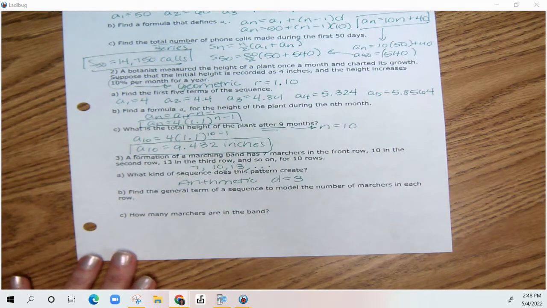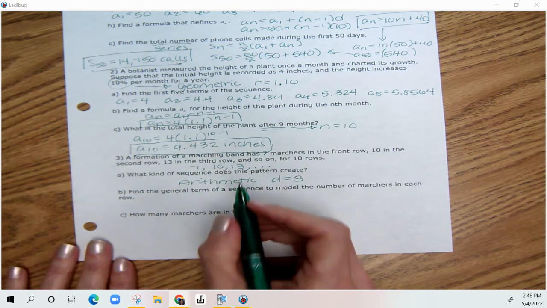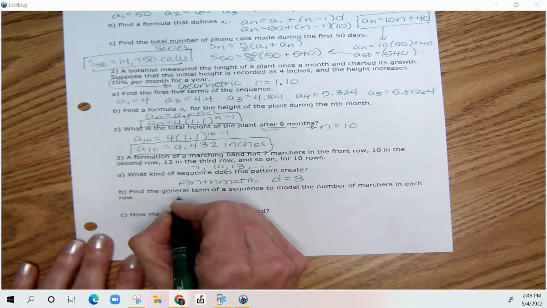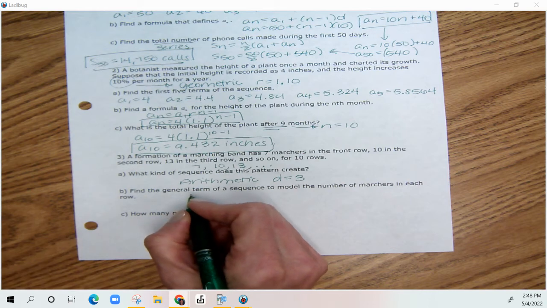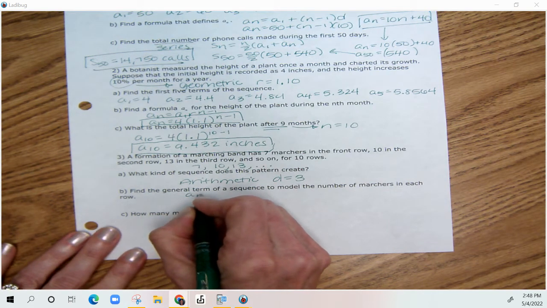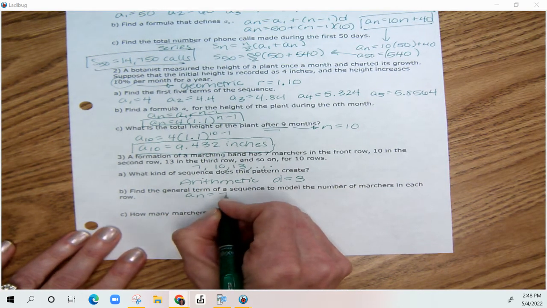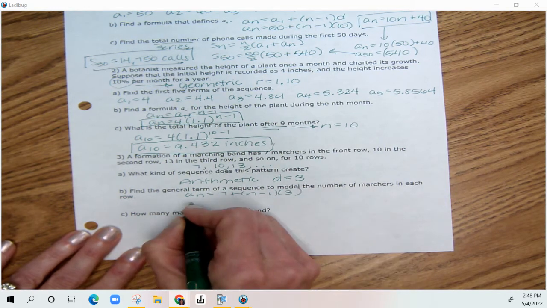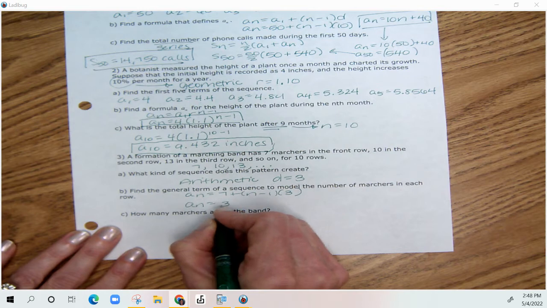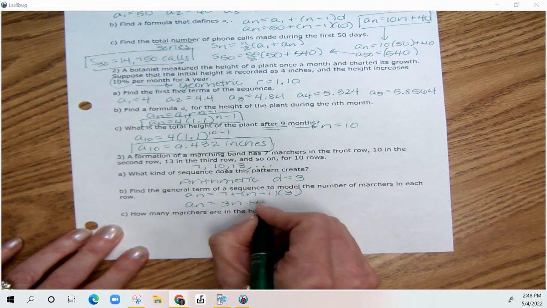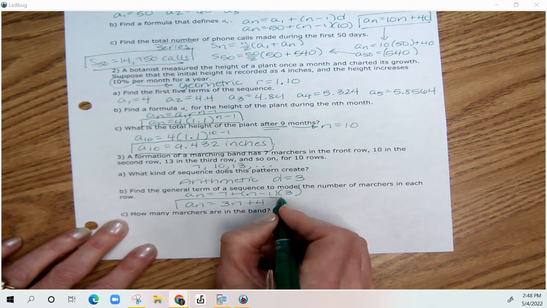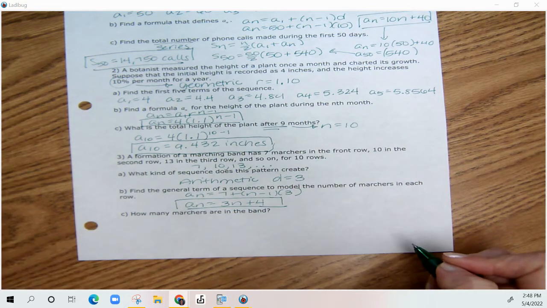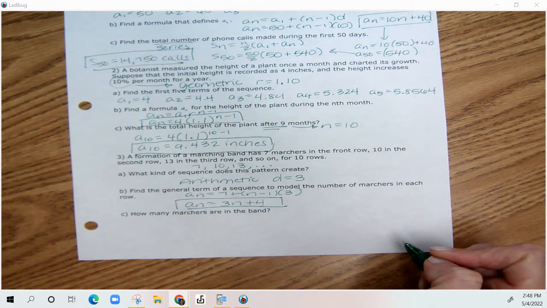So then find the general term of the sequence to model the number of marchers. So if it's arithmetic and we want the general term, that's your A sub n formula. So we're going to do the A sub n. We're going to replace A sub 1 with the first term, and we're going to replace D with the common difference. We are going to distribute and combine like terms, and we end up with the general term, or the pattern, is A sub n equals 3n plus 4.